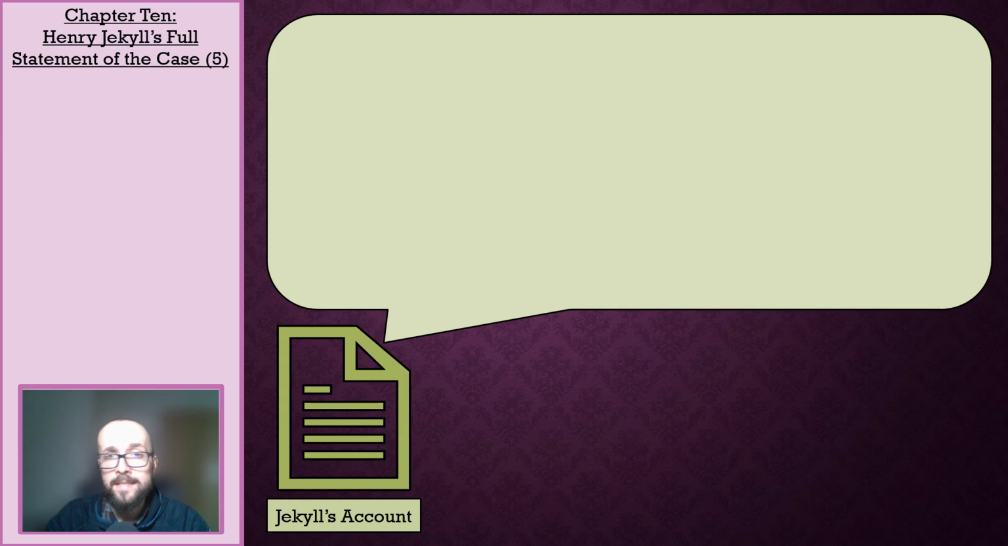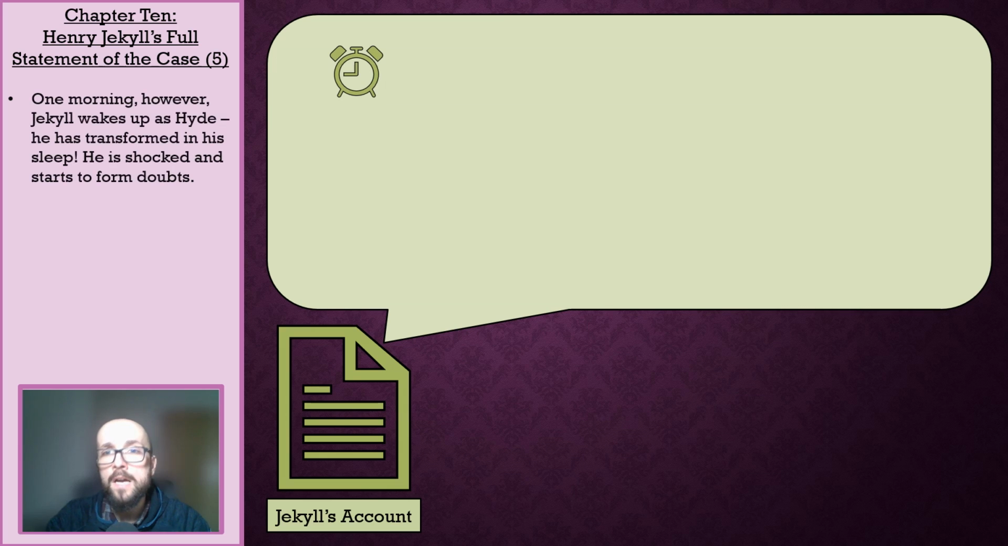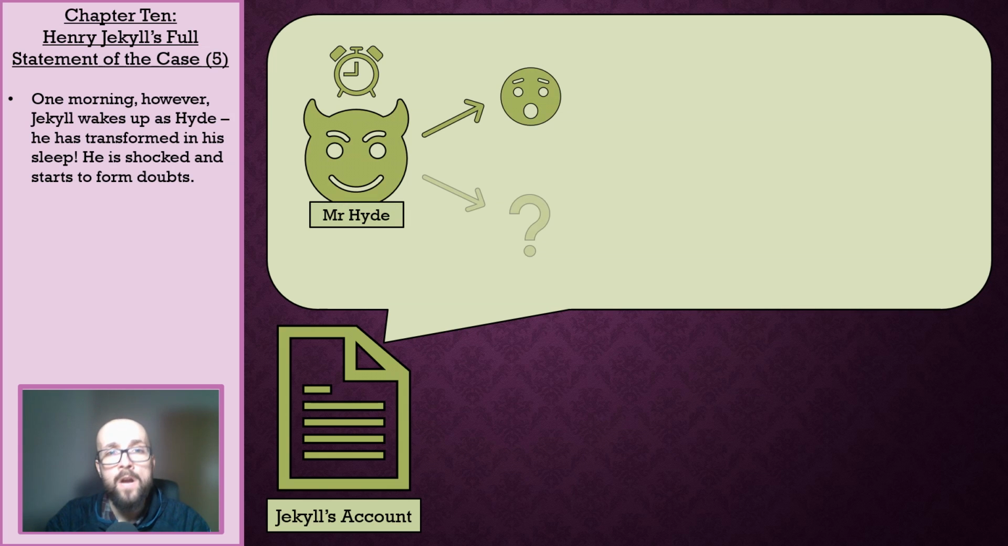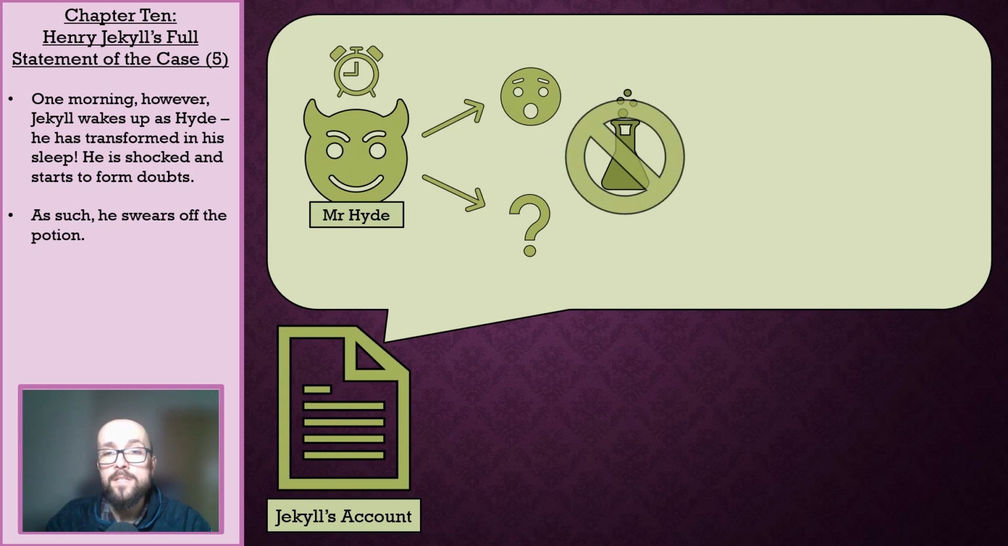Jekyll's account then takes a turn for the worse. He describes how he unexpectedly and unwillingly woke up as Hyde one morning, meaning that he transformed in his sleep. Up until this point, the transformations were intentional, following Jekyll drinking his potion. As such, Jekyll is very shocked, and he starts to form doubts about what he has been doing. Consequently, he swears off the potion.